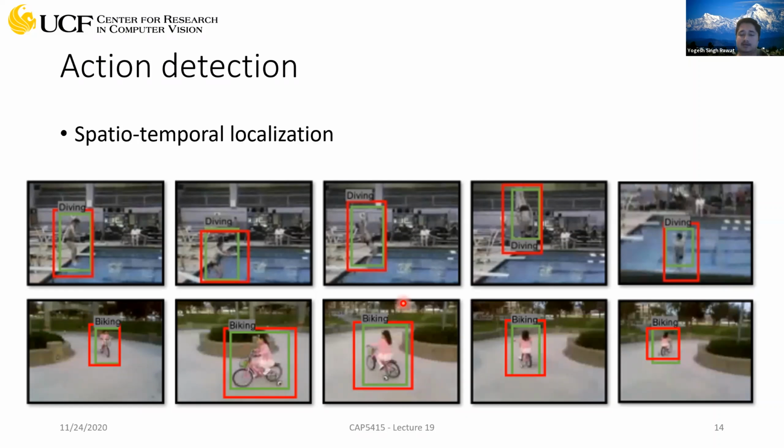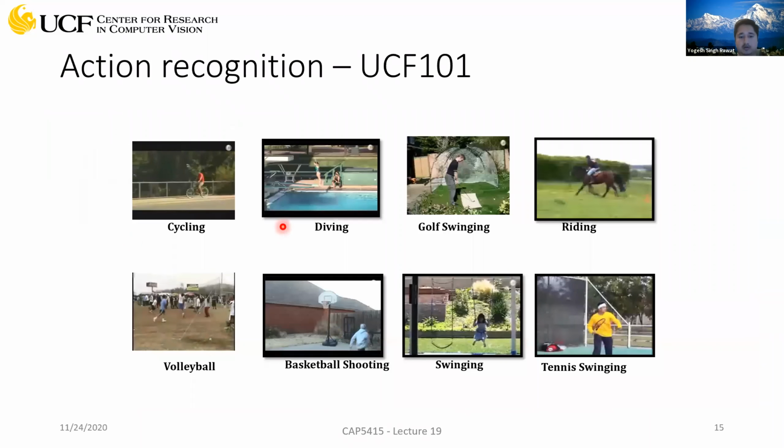Now, similar to action classification, in action detection there might be multiple activities happening at the same time step in the same frame. Then you have to detect all those actions. They might be co-occurring with each other. Okay.